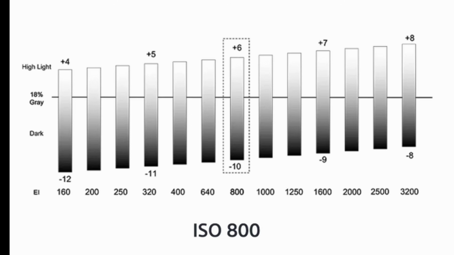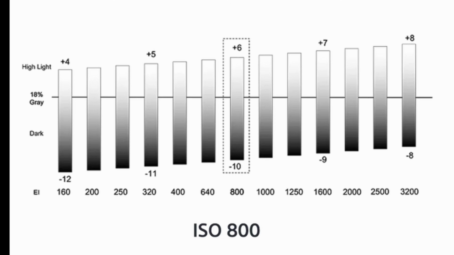With Sony Cine EI, as you change the ISO value on your camera, it basically remaps the dynamic range in relation to middle gray. For instance, the Sony Venice 2 has 16 stops of dynamic range. At the camera's base ISO of 800, the camera has 6 stops of latitude in the highlights and 10 stops of latitude in the shadows. And that can be seen right here with this chart that Sony published for the Venice 2.